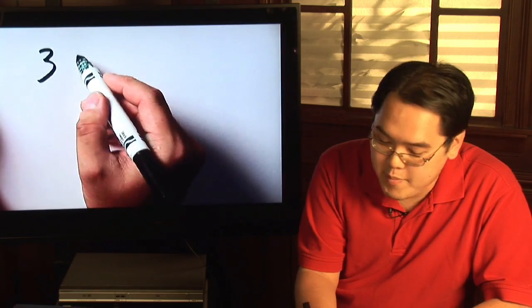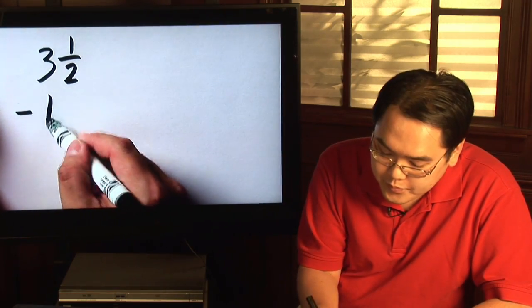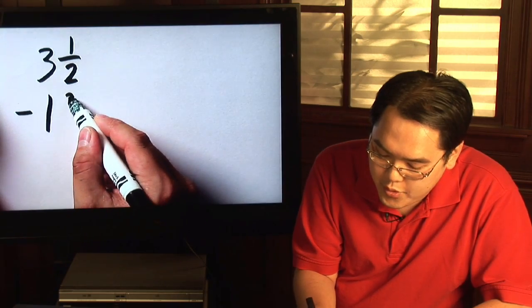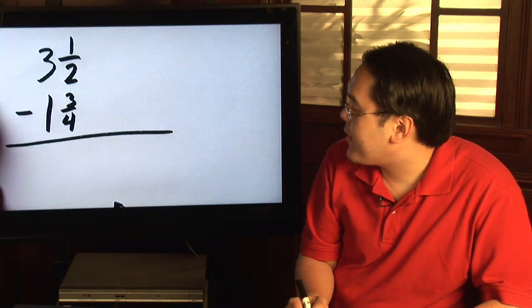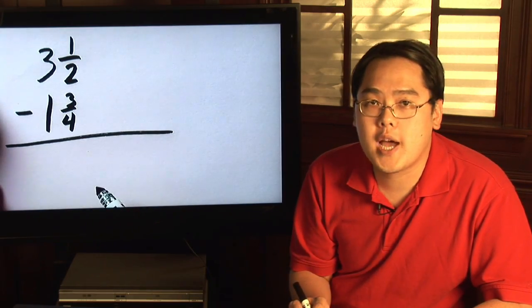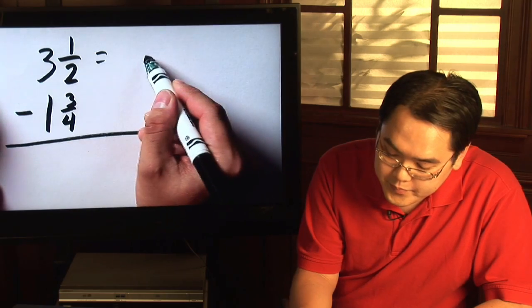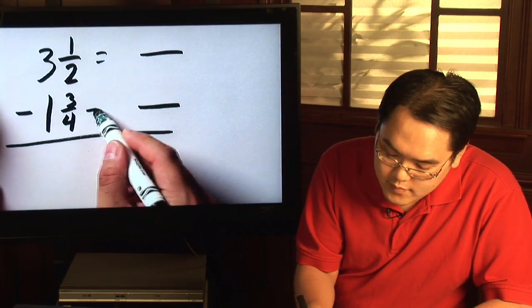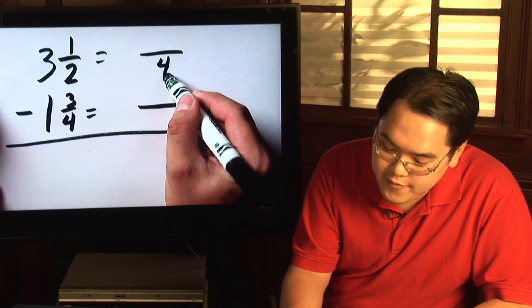Suppose you have a problem of the magnitude 3 1/2 minus 1 3/4. Now, right off the bat, did you know that the common denominators are not there? So what you have to do is find the least common denominator. The least common denominator between 2 and 4 is 4.